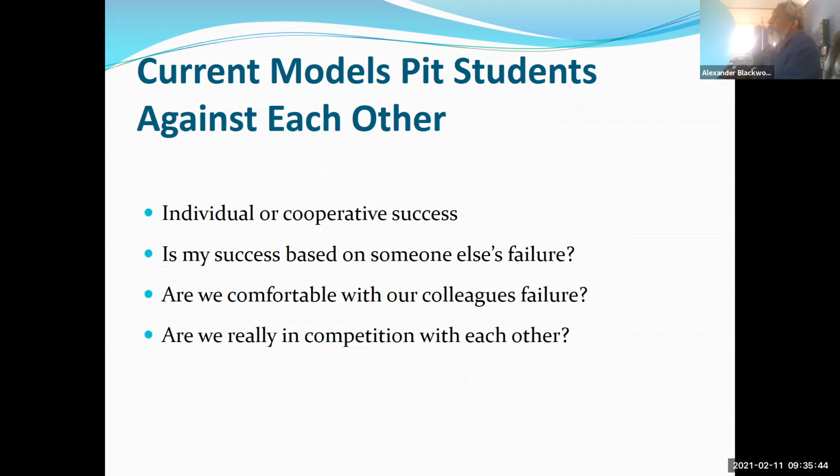Our current model pits people against each other. Do you really want your success to be based on somebody else's failure? Are you comfortable with your colleague's failure? Are we really in competition with each other? Next slide.